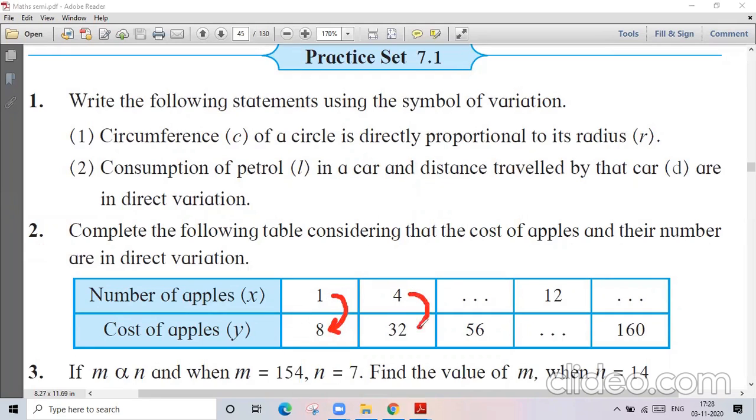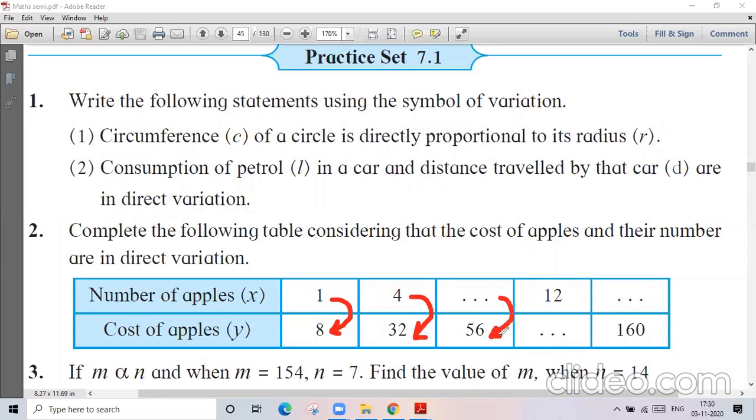For 4 apples you have to pay 32 rupees. So for how many apples you have to pay 56 rupees? Can you tell me? Good. So परत तुम्हाला repeat करतो बघा. So 1 apple will cost rupees 8. 4 apples will cost rupees 32. How many apples will cost rupees 56?